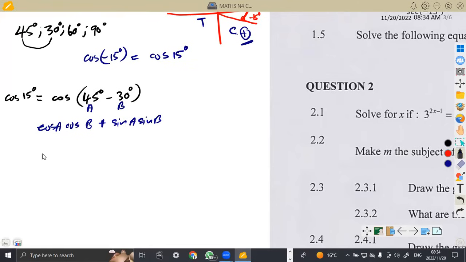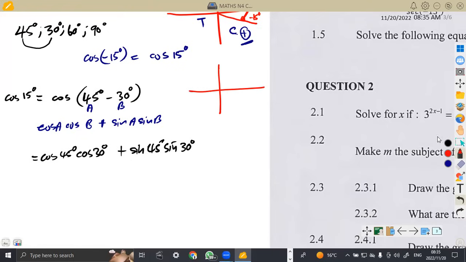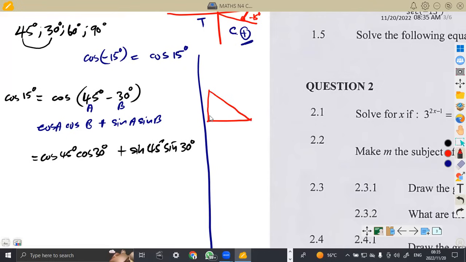So this part here is going to be cos 45 degrees cos 30 degrees, plus sine 45 degrees sine 30 degrees. Okay, so let's apply our special angles. At this part, let's just have a sketch here, just to indicate the triangles from your maths N2.